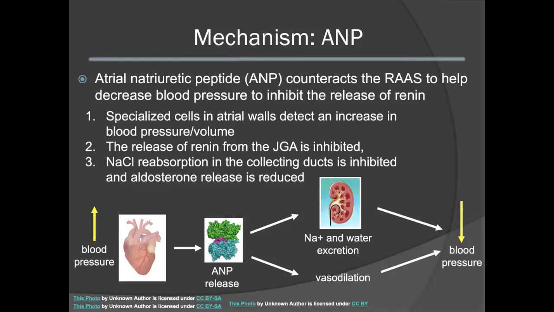The release of ANP will inhibit the release of renin from the juxtaglomerular apparatus. It will also increase the excretion of sodium and water. This is because the sodium chloride reabsorption in the collecting ducts will be inhibited. This system also causes the inhibition of aldosterone release. As a result, sodium and water will be excreted and vasodilation will occur. This will cause an overall drop in blood pressure back to the normal range.